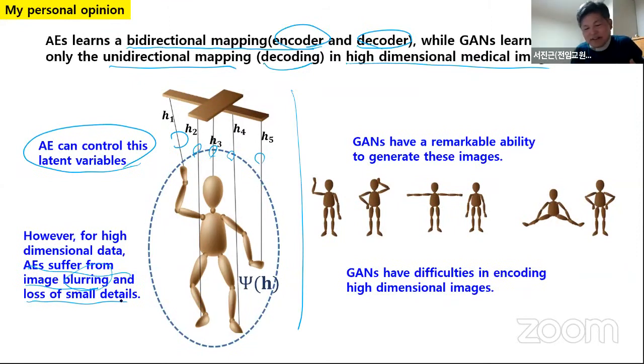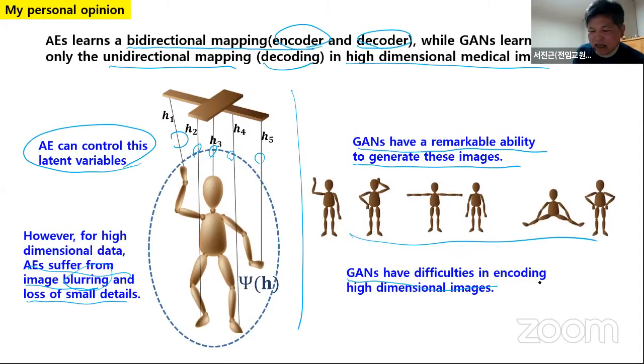But with high dimensional data, the autoencoder suffers from image blurring and loss of small detail. But GANs have the remarkable ability to generate this type of image. But GANs have difficulty with encoding. You do not have control over this, no controllability. That is the problem.